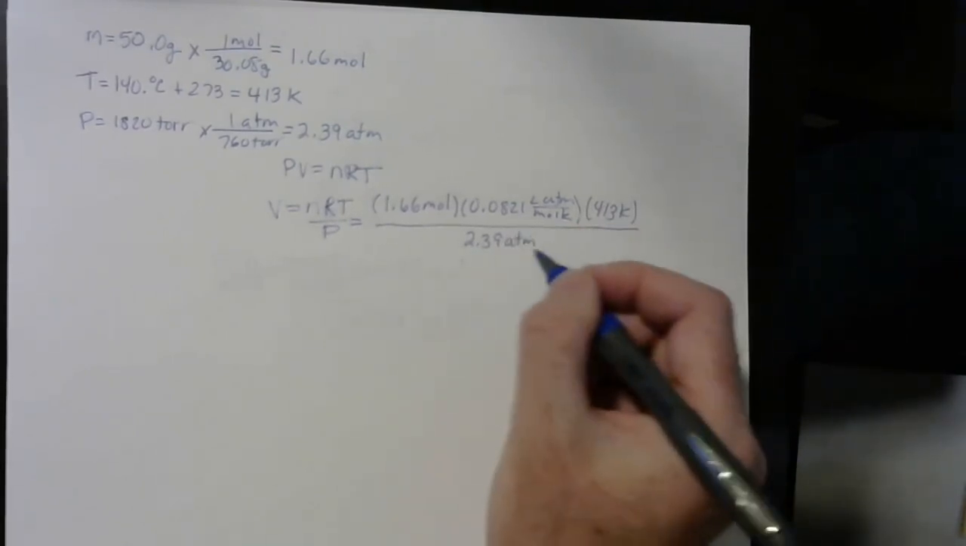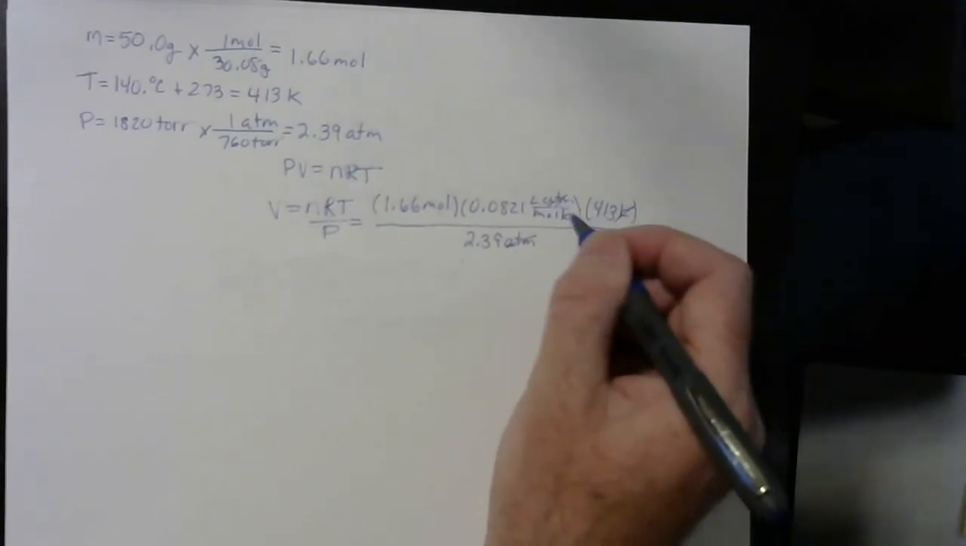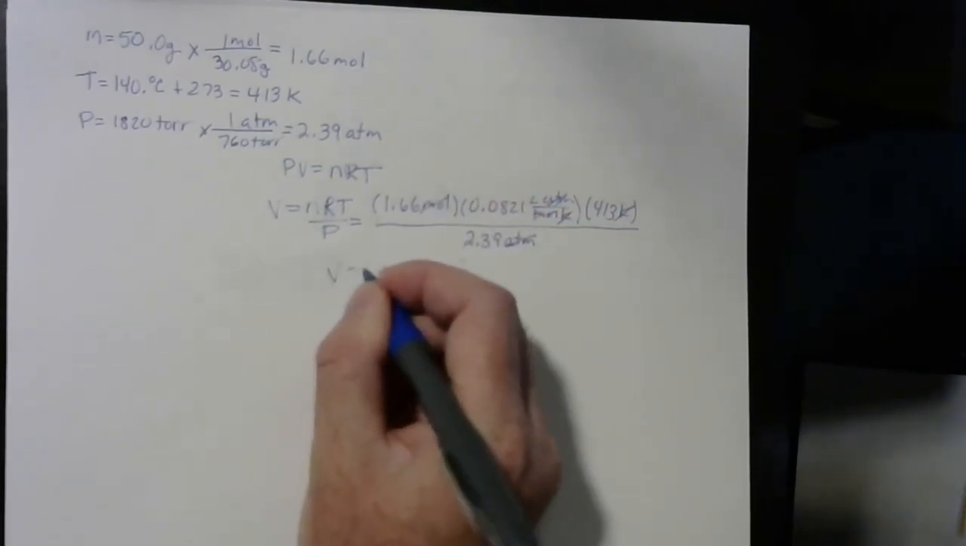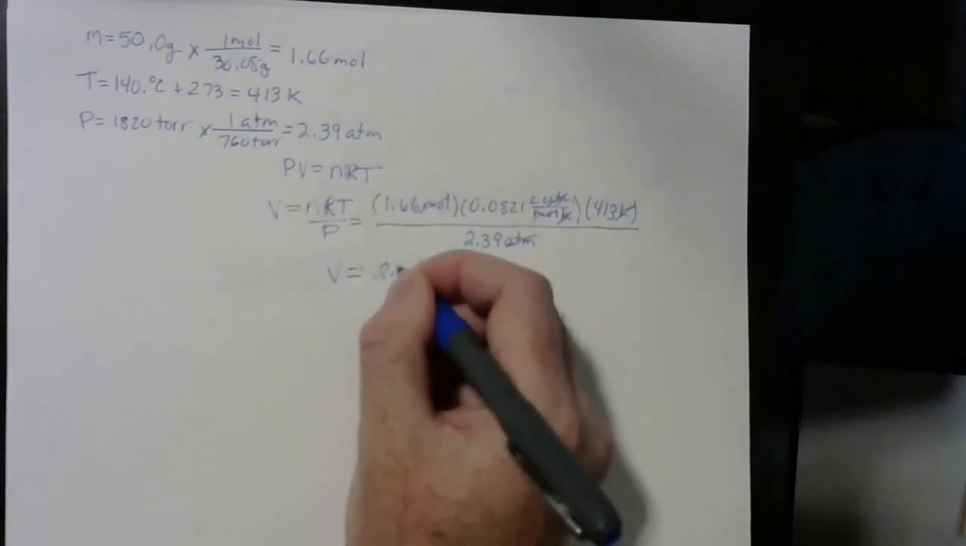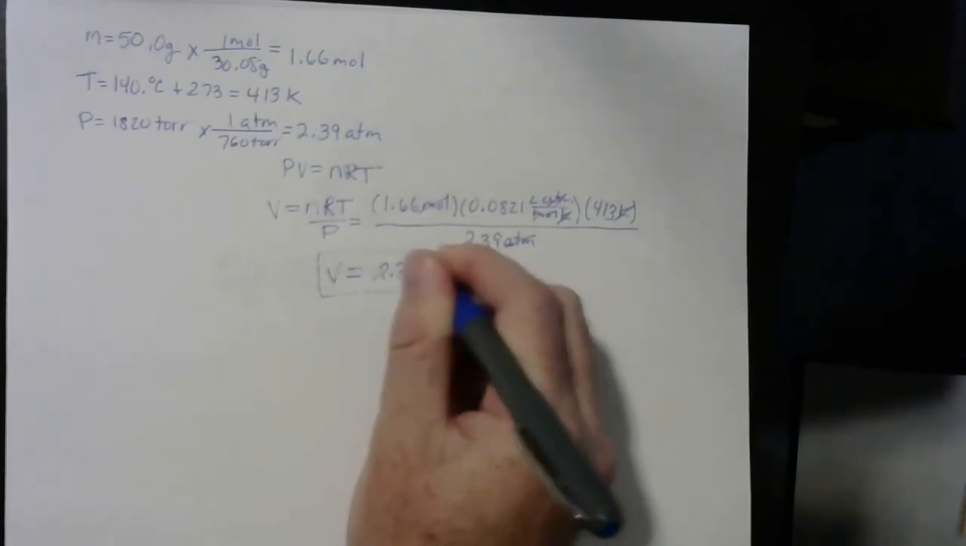We see why the units have to work out, because they have to cancel with the units in the universal gas constant. And so the volume when you're done is 2.36 liters. And that would be our answer.